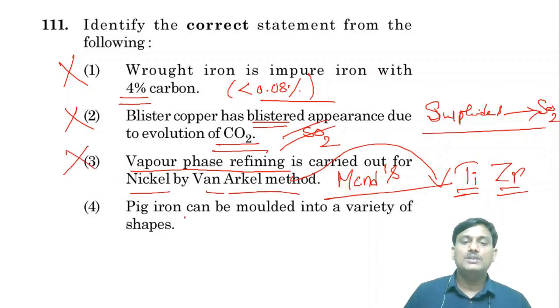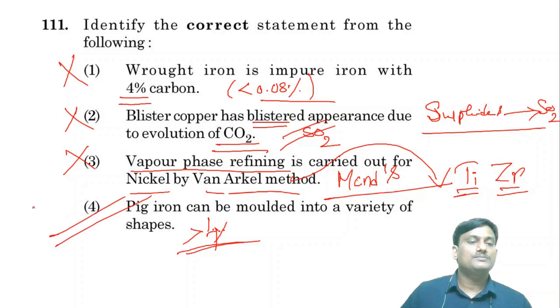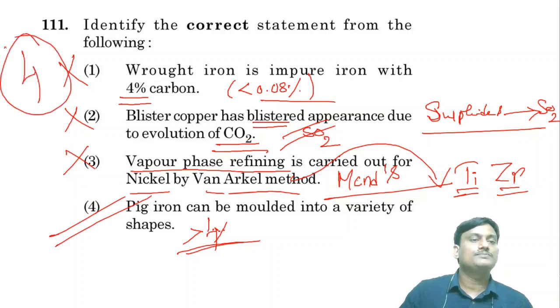Pig iron can be molded into a variety of shapes. If you take pig iron, the percentage of carbon is greater than 4%, and this iron can be molded into any shape. This one is correct. The fourth one is the correct option.